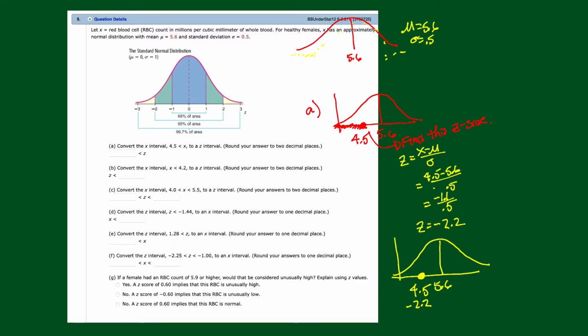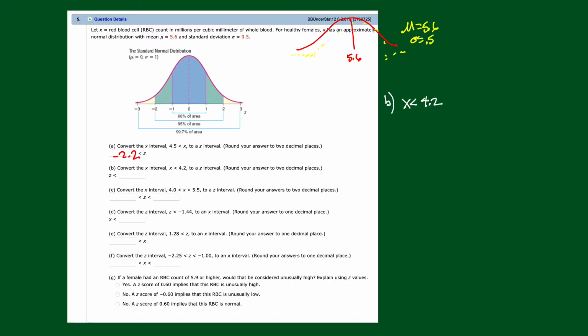So in our picture, we're saying that 4.5 is to the left of x. So where are all the x's in our picture? If I draw those in our picture, 4.5 is to the left of x. All the x's must be over here. Right? That's 4.5 is less than x. Now if I convert it to a z-score, I'm now saying that negative 2.2 is less than z. So all the z values would be over here. So let's claim this is going to be negative 2.2.